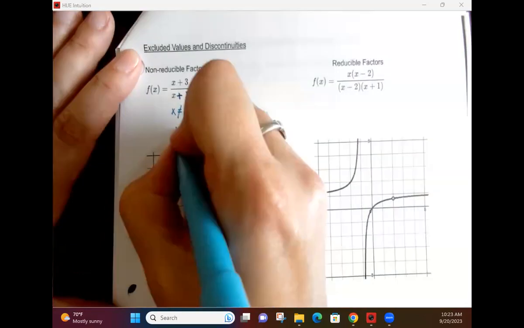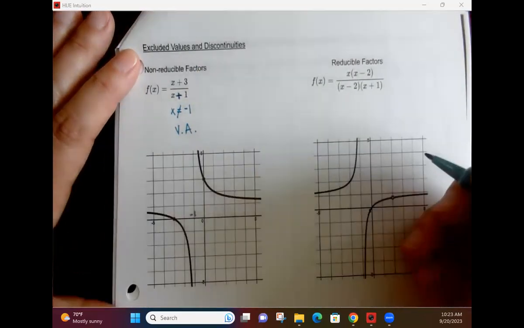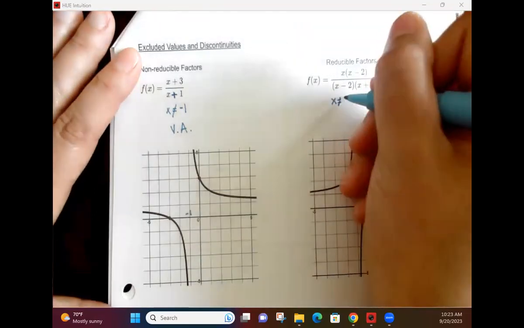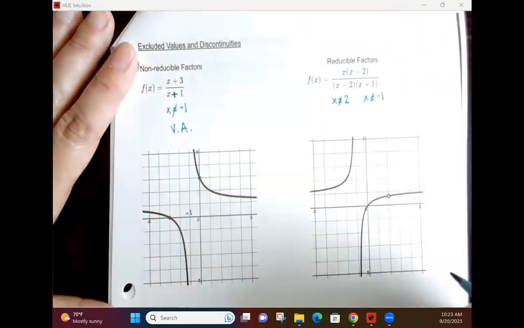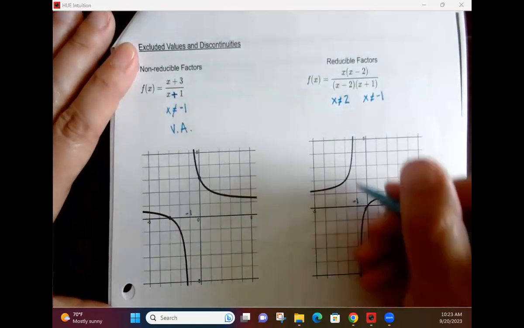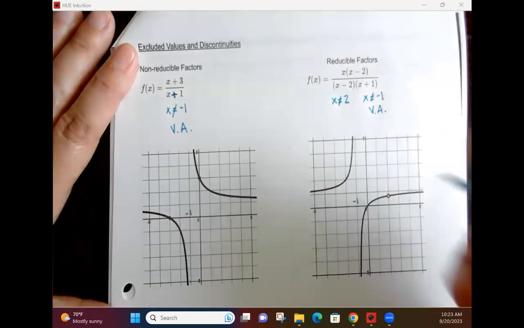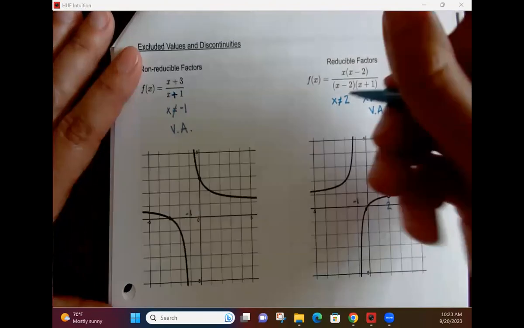An asymptote, right? A vertical asymptote. For our second example here, we would need to exclude 2 and -1. X can't be either of those. When x is -1, we see a vertical asymptote again. What about when x is 2? What do you see? A hole.